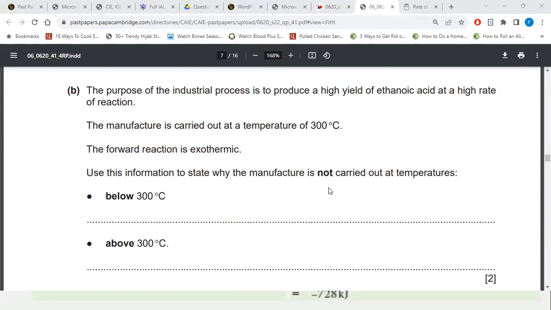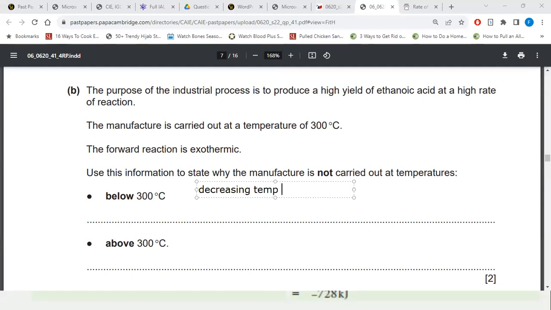The manufacture is carried out at a temperature of 300 degrees centigrade. The forward reaction is exothermic. Use this information to state why the manufacture is not carried out at temperature below 300 degrees centigrade. Let's discuss. So below 300 degrees centigrade means that I'm decreasing the temperature, right?